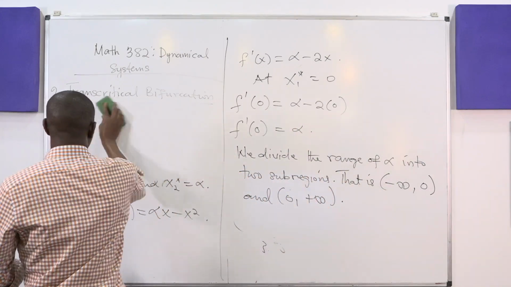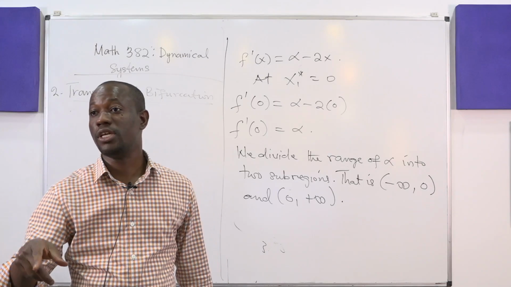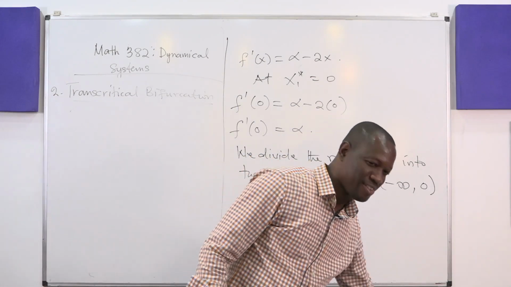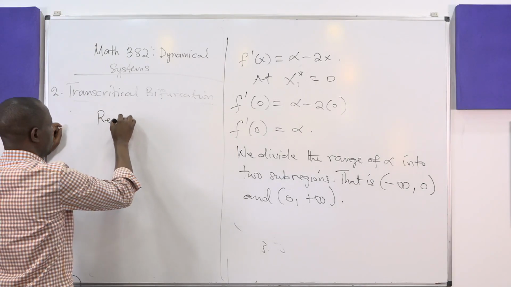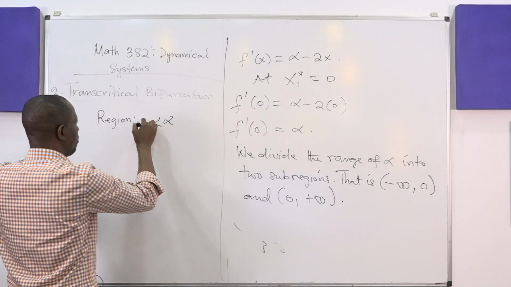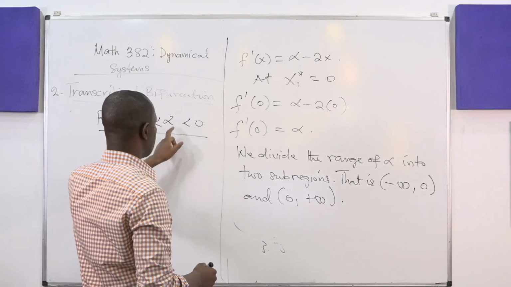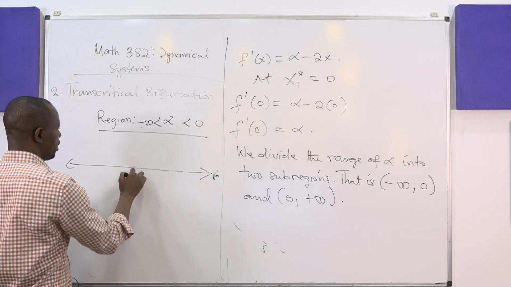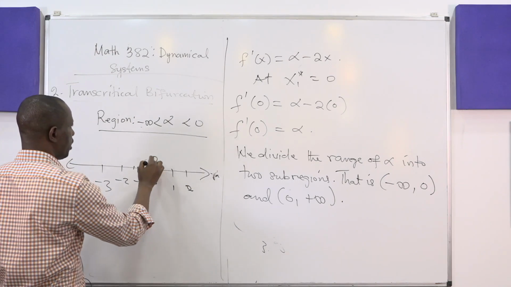So now, let's consider region 1, that is, alpha greater than minus infinity, less than 0. If you are in this region, once alpha is negative, it means that there's an inequality. So here, if I put my 0 here, minus 1, minus 2, minus 3, 1, 2. So here, alpha is what?